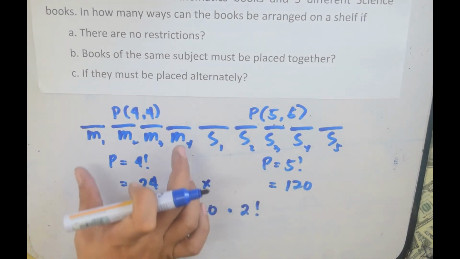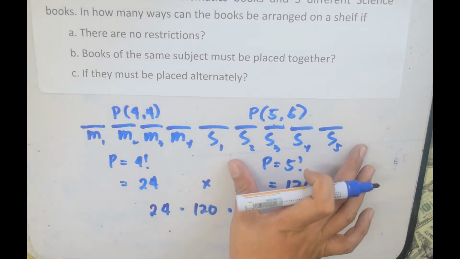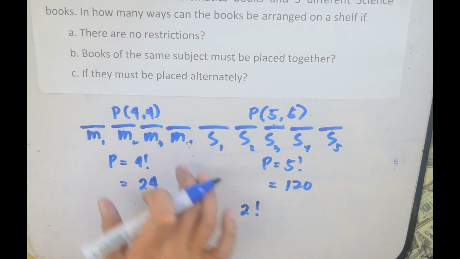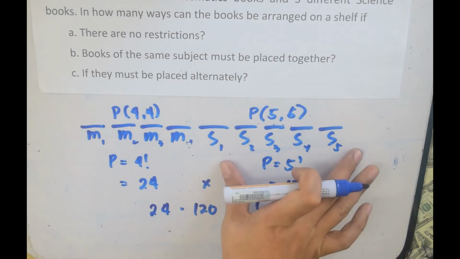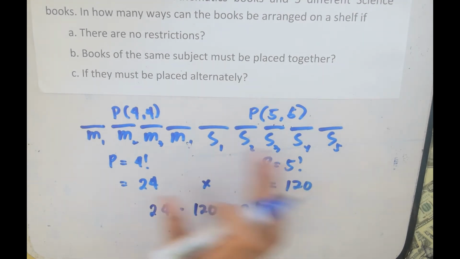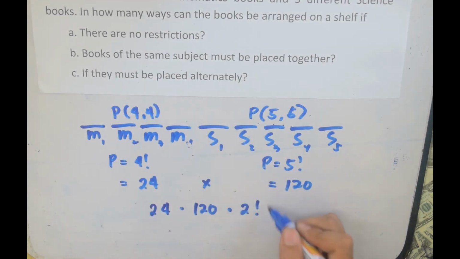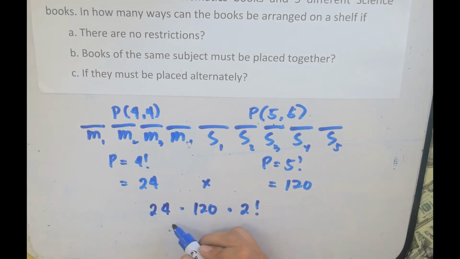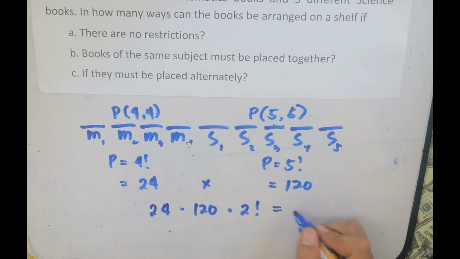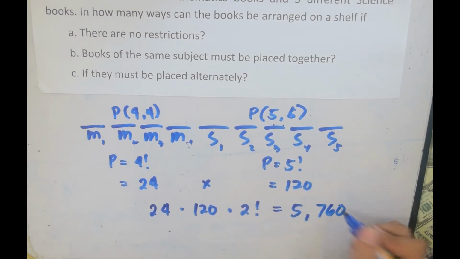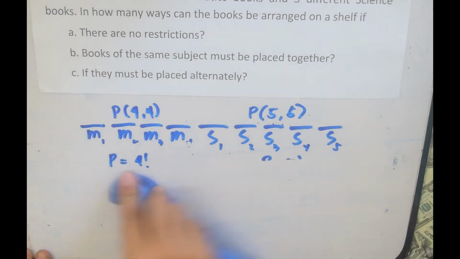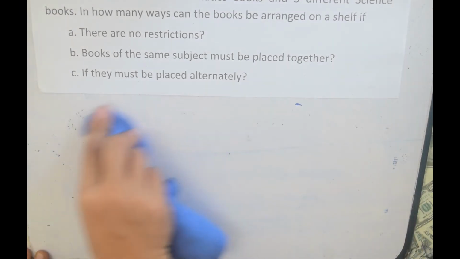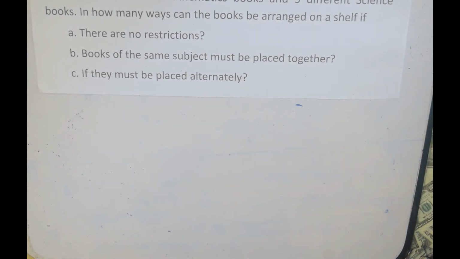You can place first the math before the science, or you can place the science first before the math. Right? That's why there are two ways, or two factorial ways. So 24 times 120 times 2 is 5,760 arrangements, or 5,760 ways. Okay?